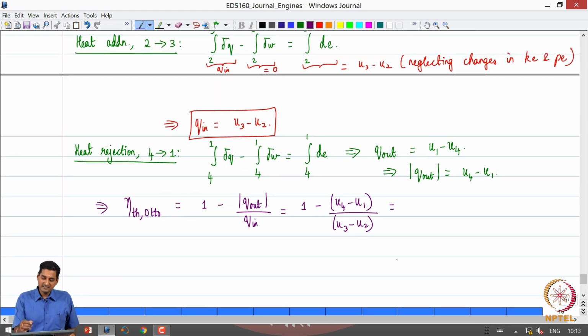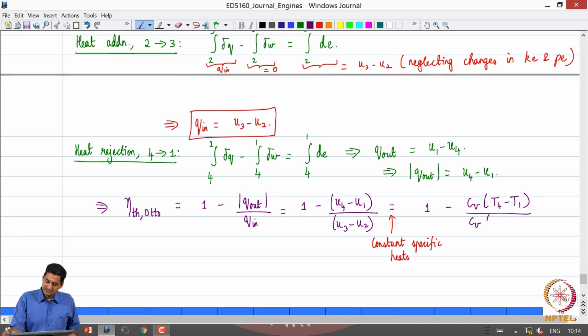And assuming constant specific heats, we know from thermodynamics that delta U is going to be Cv times delta T, right. So, we make the assumption of constant specific heats. So, this is going to be 1 minus Cv times T4 minus T1 divided by Cv times T3 minus T2. So, Cv and Cv cancel off, okay. So, we are not yet done, right, we need to simplify it further.